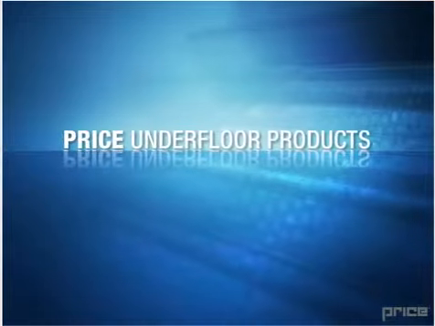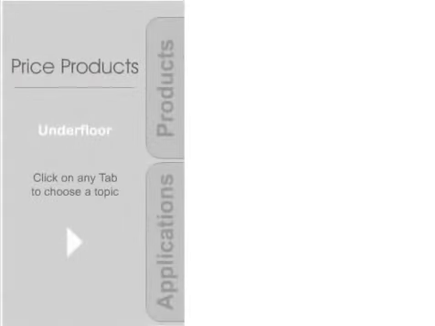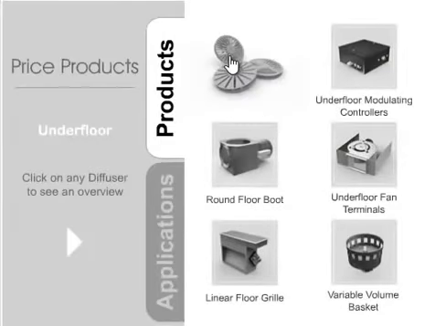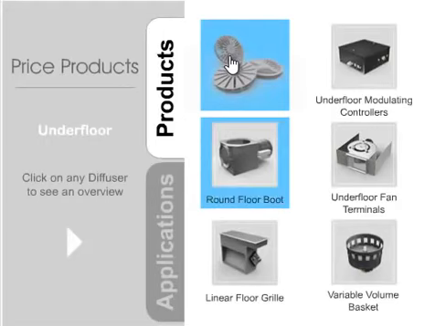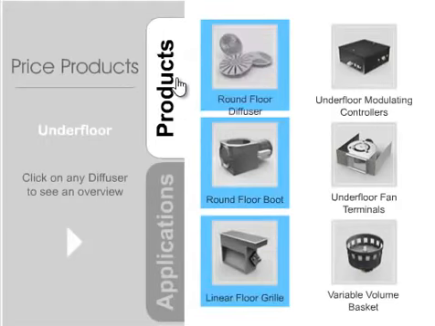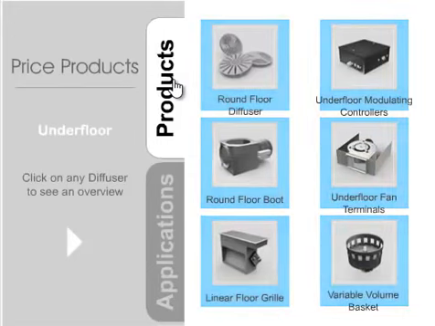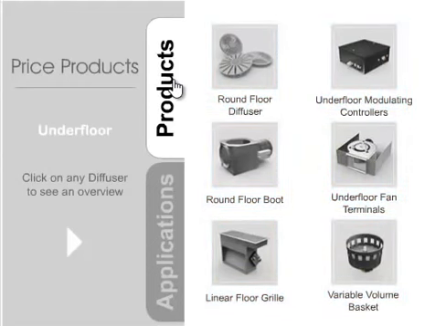Price's underfloor products. In this interactive section, you have the unique opportunity of approaching Price's underfloor products in two ways. By clicking on the Products tab, you can view all of Price's underfloor products in a mini catalog, or click on Applications to see them being used in different locations. The Price underfloor air distribution system consists of a full range of components including round floor diffusers, round floor boots, linear floor grills, modulating controllers, fan terminal units, and variable volume baskets, which may be combined to suit a variety of underfloor applications. Click on any one of these to learn more about their features.